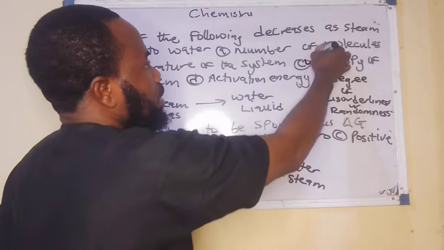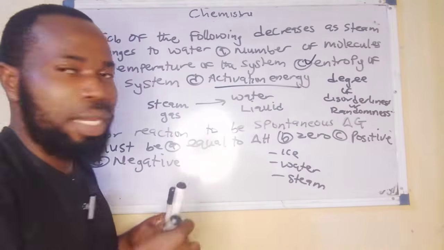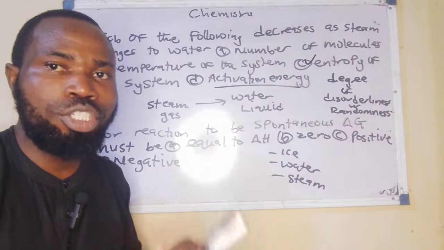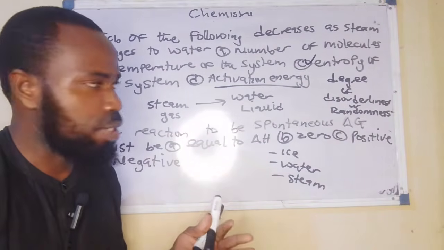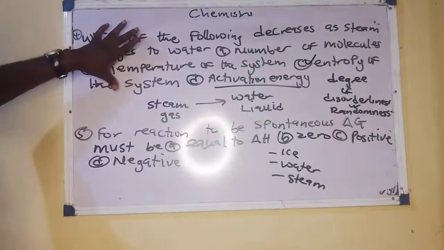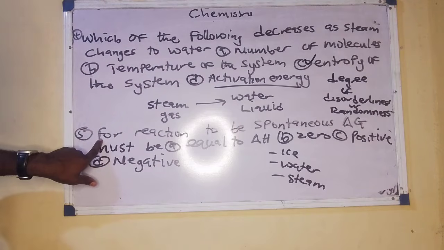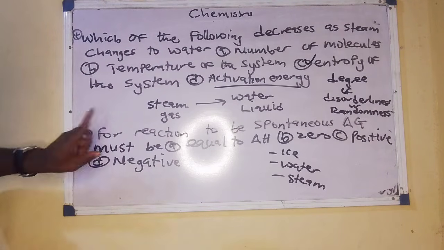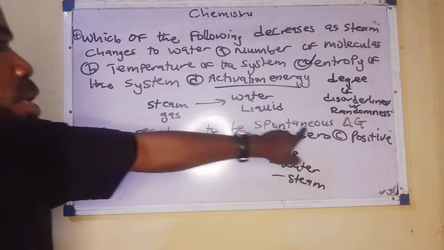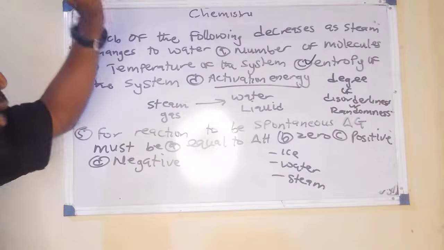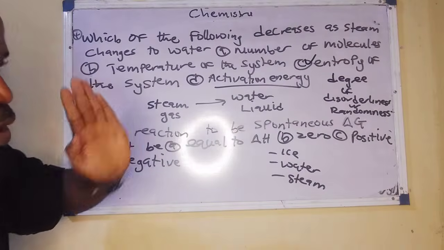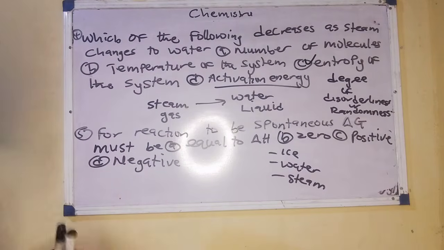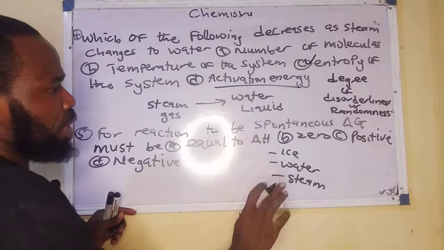Remember, what is activation energy? Activation energy is the energy barrier of a system. Now, this question is kind of linked to this number 5 question we are revising today. Now they said for a reaction to be spontaneous, delta G must be what? First off, for a reaction to be spontaneous, what must happen? Now let me break everything down.